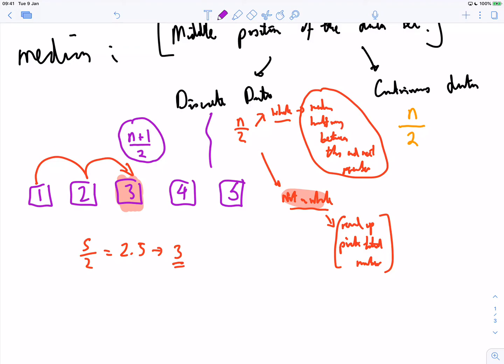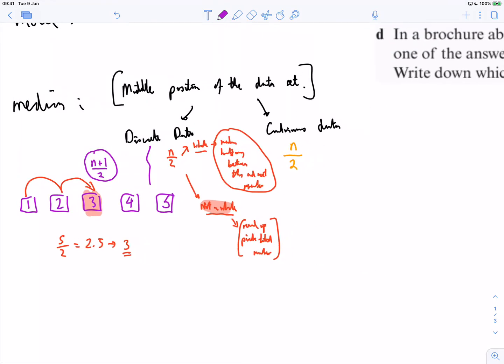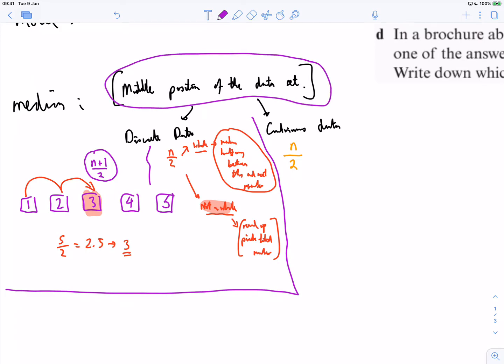You can convince yourself otherwise. This whole thing of taking n, dividing by 2, and then these little rules, like if it's a whole number, then the median is halfway between this and the next number, and if it's not a whole number, you round up and so on. It just seems like a little bit of a fudge. So anyway, take of it what you will. The point is, if you stick to the median is the middle position in the data set, you won't go wrong.